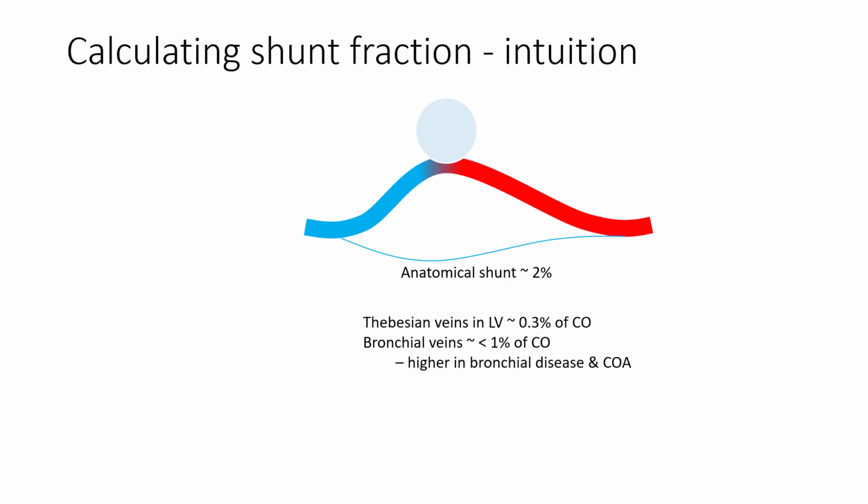Around 2% of your shunt is anatomical shunt. There are Thebesian veins in the left ventricle which drain directly into the LV and bypass the lung. This constitutes around 0.3% of the cardiac output. And there are bronchial veins which carry less than 1% of cardiac output, and they also drain directly into the pulmonary veins. The bronchial veins can carry more blood and hence increase anatomical shunt in diseases like bronchiectasis and pathologies such as coarctation of aorta.